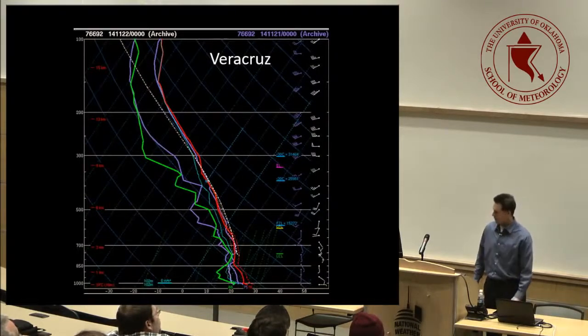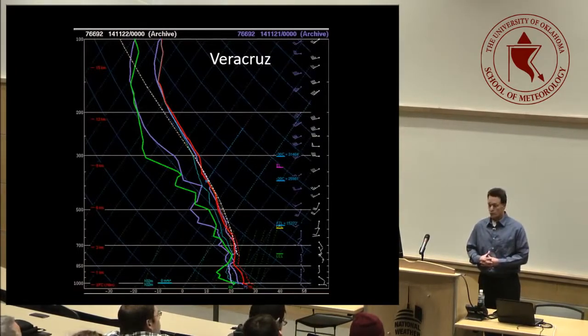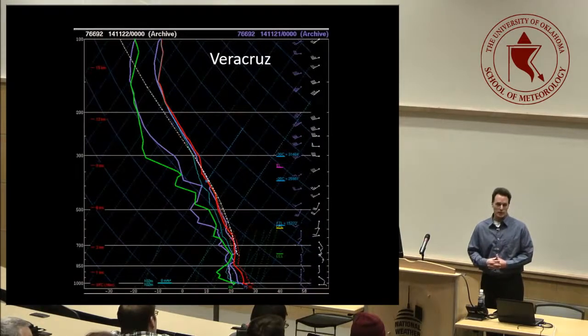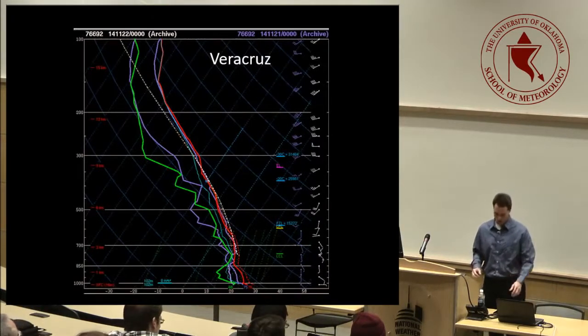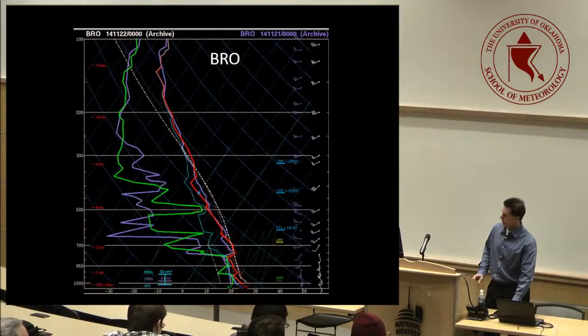Veracruz, interesting drying just off the surface. And this is a good example of why you need to look at the soundings and not just assume. You could say, well, it looked moist yesterday, I don't expect any change. I don't actually have a good explanation for that drying in the layer, but the surface dew point looks like it didn't change from the day before. So unless you look at the vertical profile, you wouldn't necessarily know how important the changes in the moistening were.